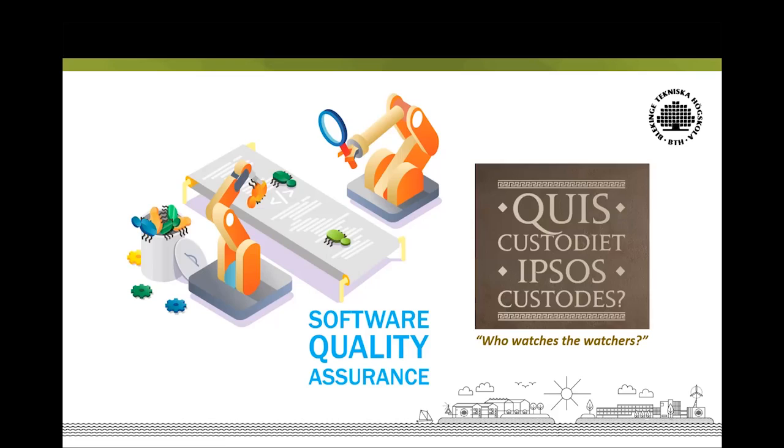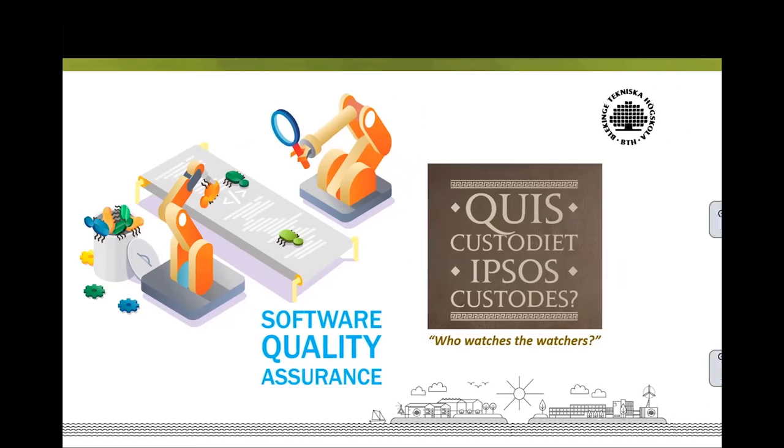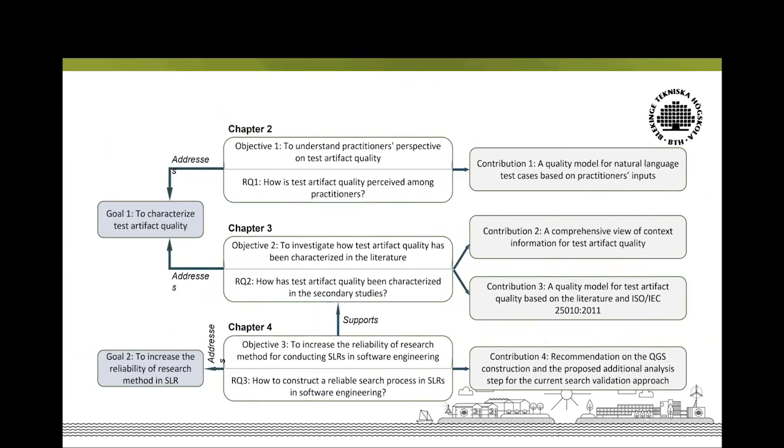Therefore, in my study, what we try to do is first to understand how to define and assess test artifact quality. Our argument, ultimately, is that it's important to have an overview of test artifact quality as a whole. Since that's the motivation behind this research, here is an overview of what we have done so far. And as you can see, there are two goals in this research.